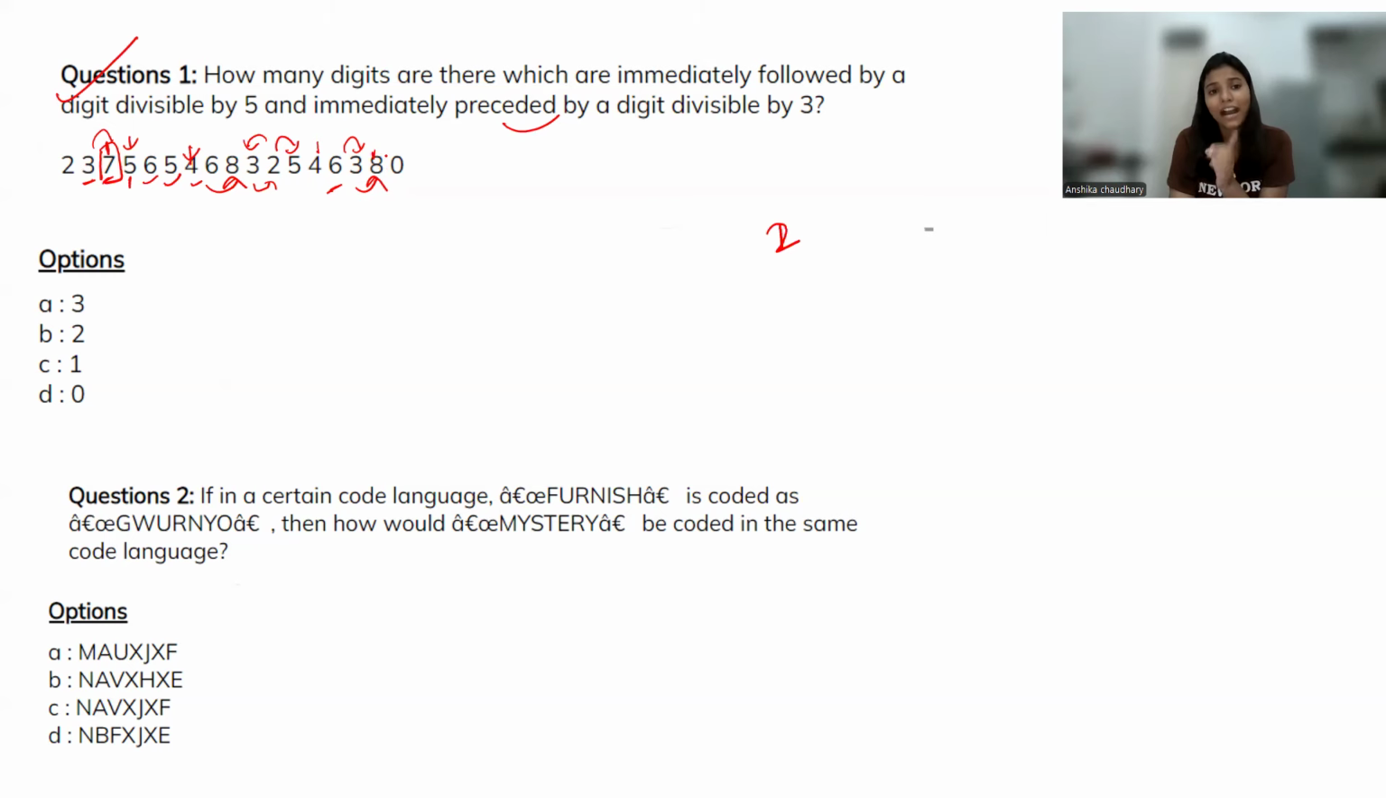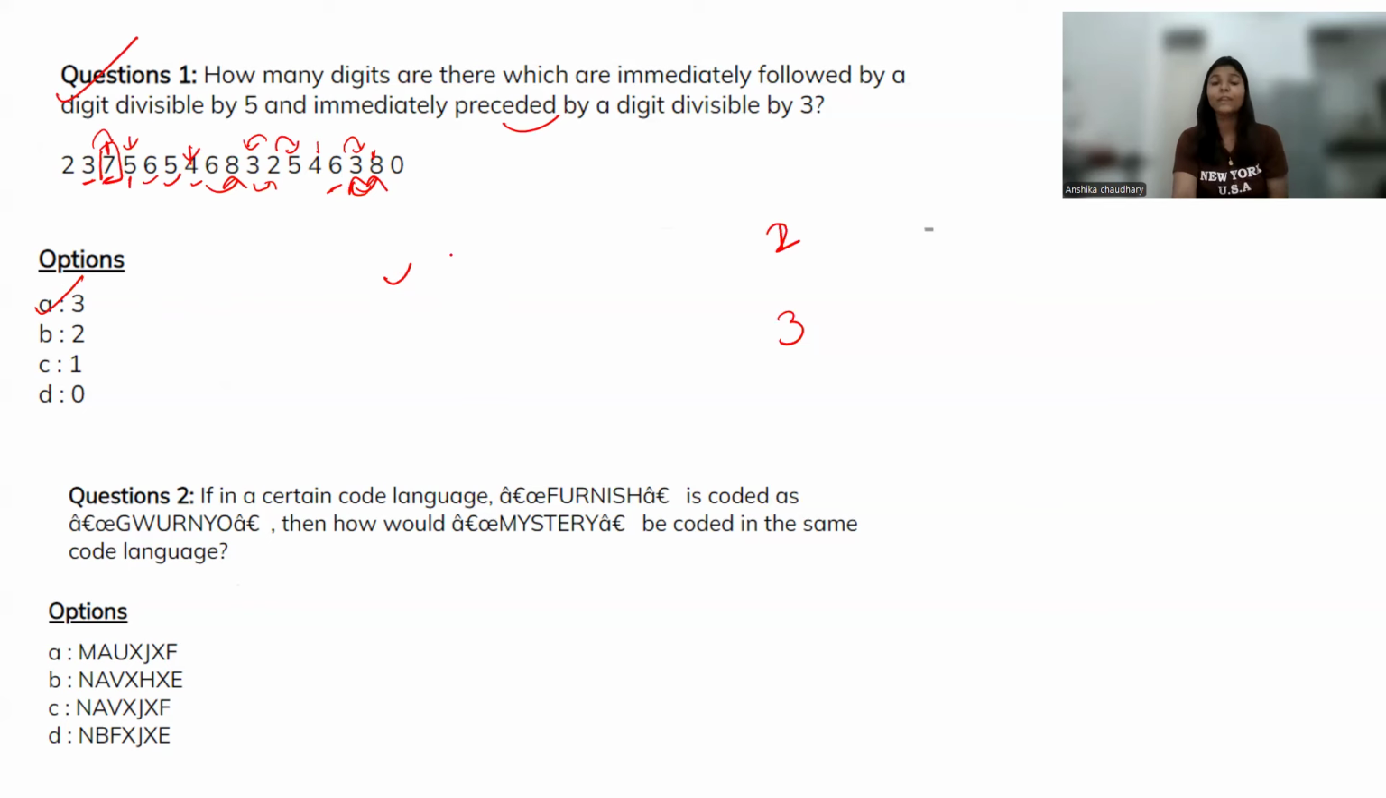So after 8, what is it? 0. 0 is divisible by 5, yes, right? 0 is divisible by 5, so this condition is true. Okay, now we will check for preceded digit. So preceded digit is 3. 3 is divisible by 3, yes. So total count is 3. So option number 8, that total 3 digits are there whose preceded digit is divisible by 3 and followed digit is divisible by 5.